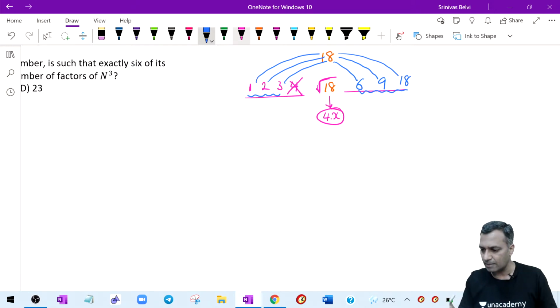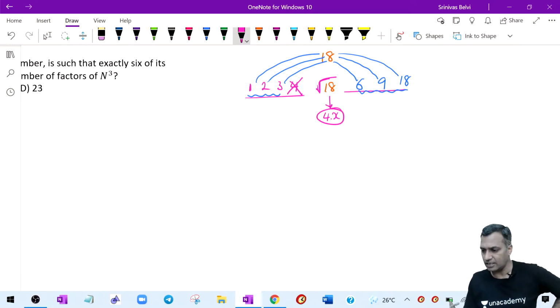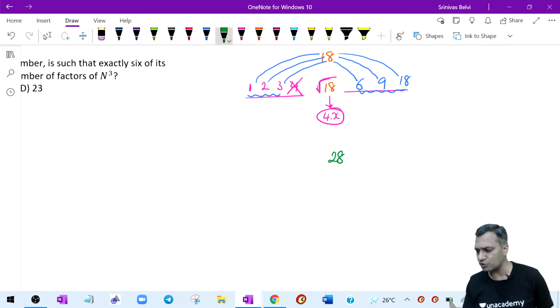Let me take another example to illustrate that, because this has to be clearly visualized and understood. Let me take just another number. Say my number is 28.